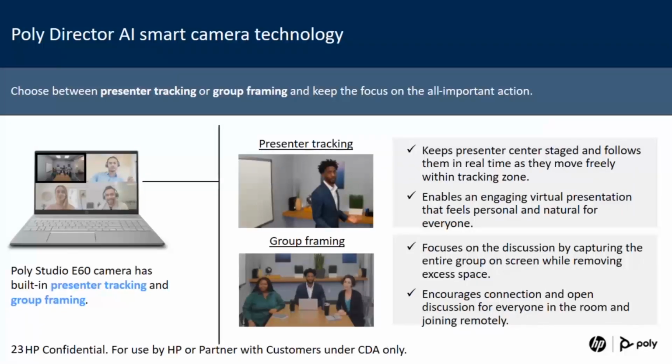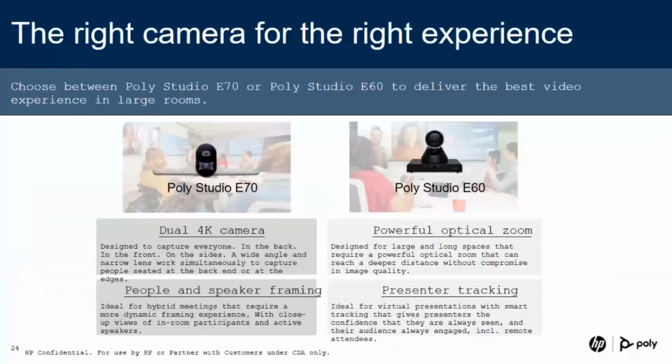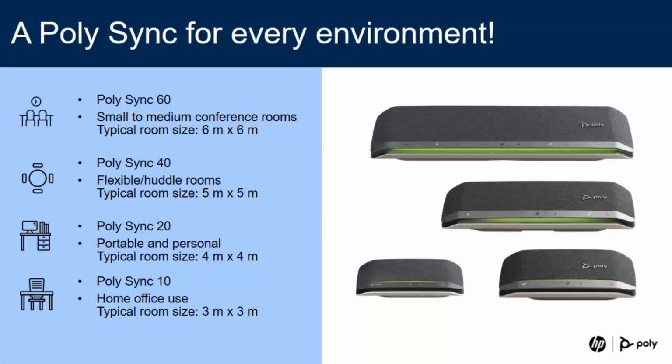As I explained in the last slide, these are the examples for presenter tracking and group framing. This we already explained, and this is a small comparison between E70 and E60. E70 has dual 4K camera, and E60 has only one camera with powerful optical zoom. E60 we can deploy up to 40 feet room size maximum. In E70 we have people tracking, people framing mode and speaker framing tracking mode, whereas in E60 we have only presenter tracking and group framing. These are the sync models. I will skip as of now.